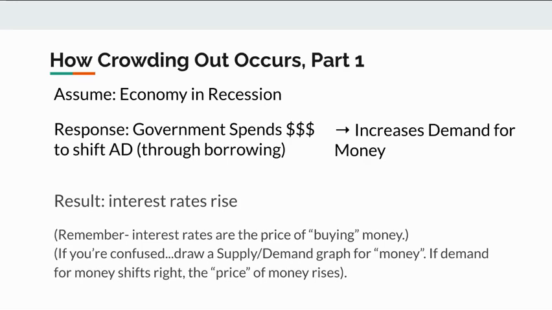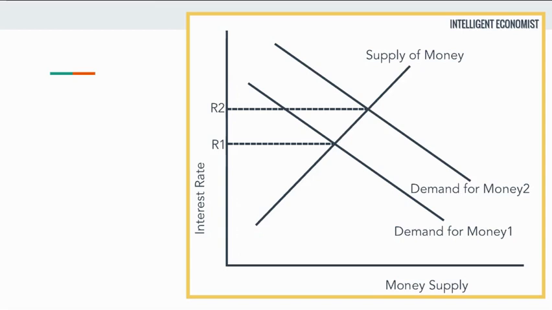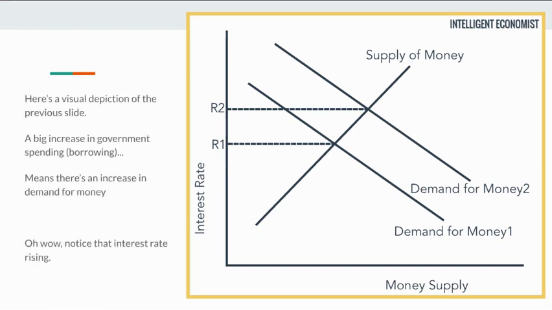If you're still confused, draw a supply and demand graph for money. If the demand for money shifts right, you could see that the price of money rises. Let me show you what it would look like. So with a supply and demand graph for money, instead of price on the y-axis, it's going to be interest rates because that's the price of borrowing money. So P is actually an interest rate. So a big increase in government spending financed by borrowing is going to shift the demand for money to the right. Whoa, notice that interest rates have risen.